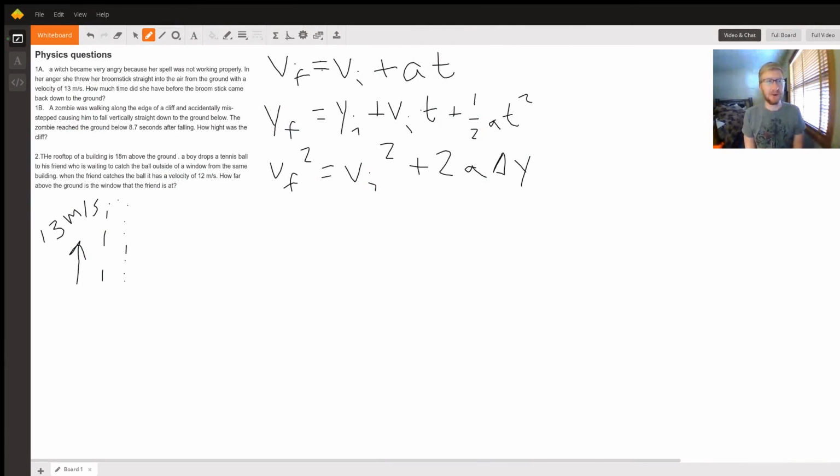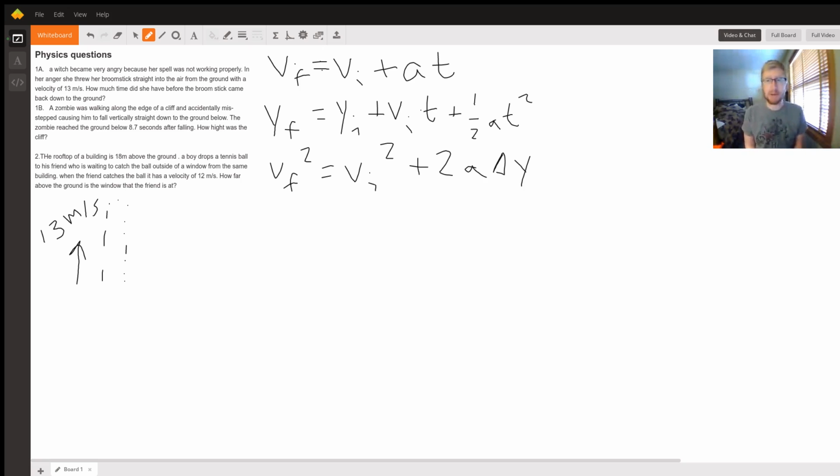There's Mr. Craig. Looks like we got a few kinematics problems to deal with here. And they all seem to be Halloween themed. So let's get right into it. Start with part A, where the witch throws her broom up into the air and it comes straight back down, and we know it has an initial velocity of 13 meters per second.